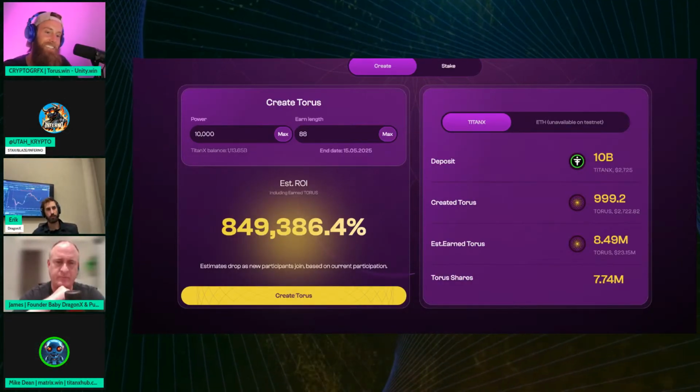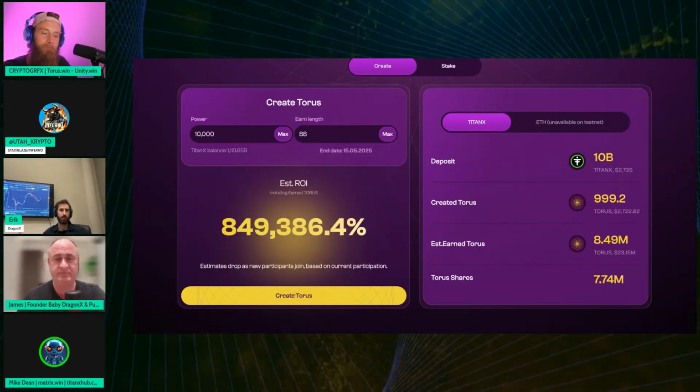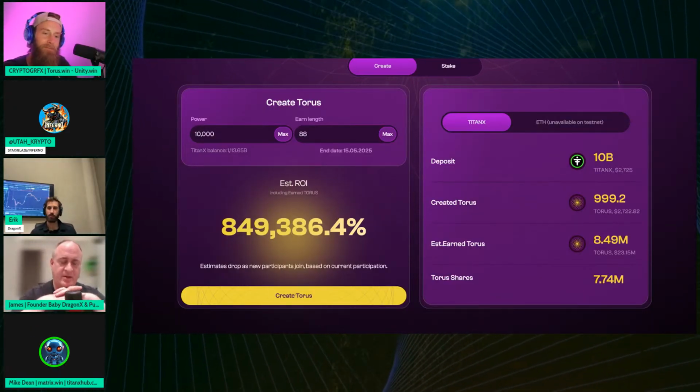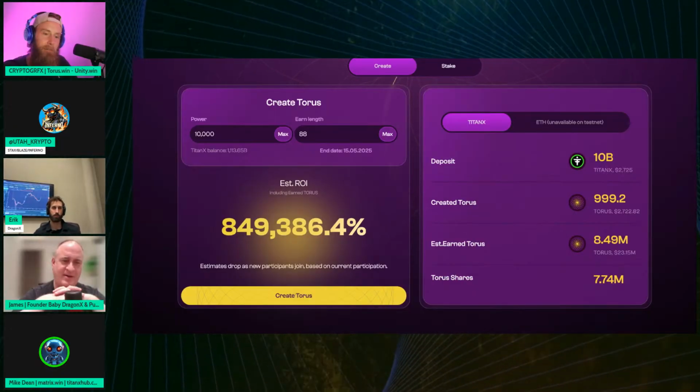Guys, any thoughts? I like that 5 trillion number. Sounds good to me. Yeah, you take 5 to 10 trillion out of supply. Oh my.